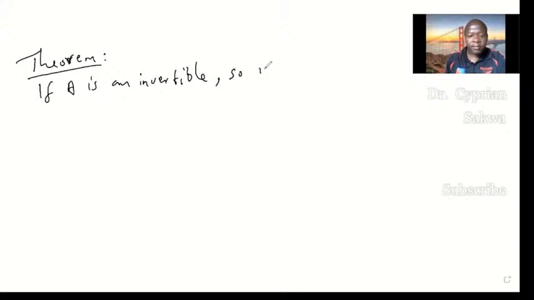then the inverse of A inverse exists. And therefore, the inverse of A inverse would be A. So what I'm saying is that if the inverse of A exists, then the inverse of A inverse also exists, and therefore the inverse of A inverse is just A. Let me just show you an example.